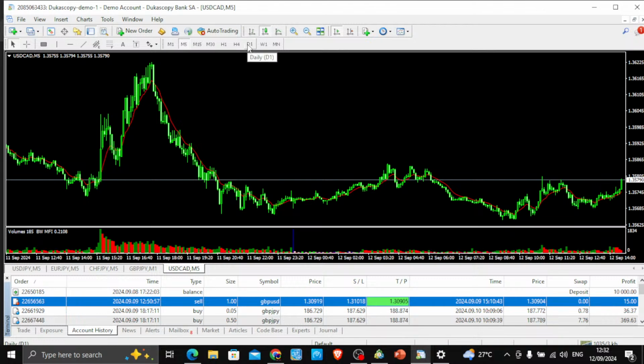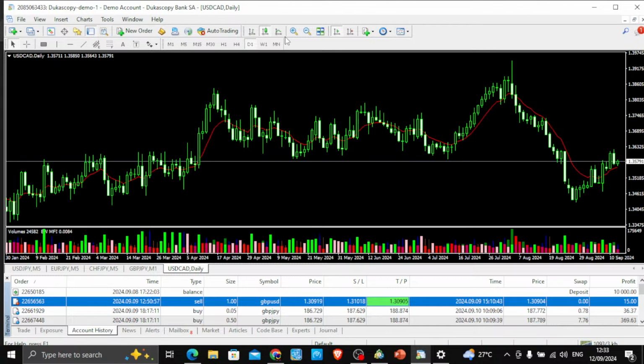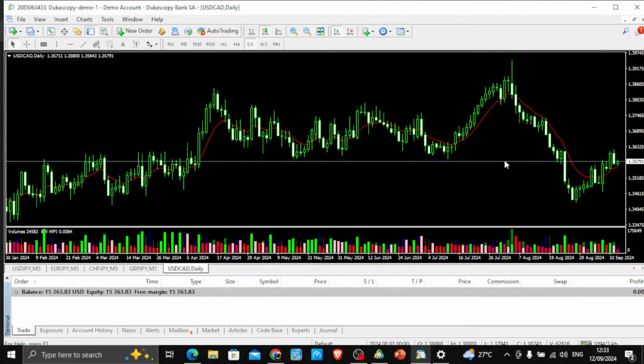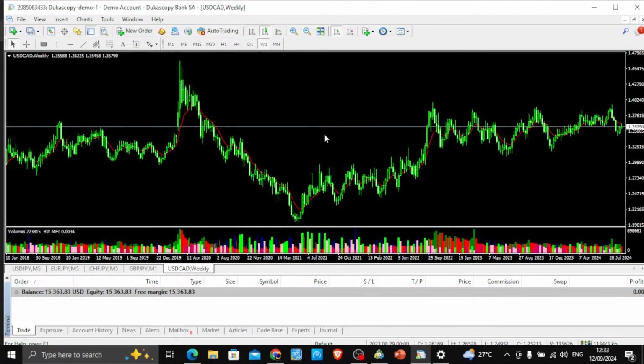The first thing we do is to go to the daily time frame. We analyze what the daily time frame is doing. This is just a 9 period moving average. Okay, so on this daily chart, let's start from weekly. Let's check what the market is doing.